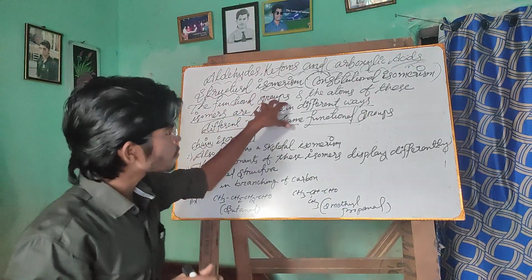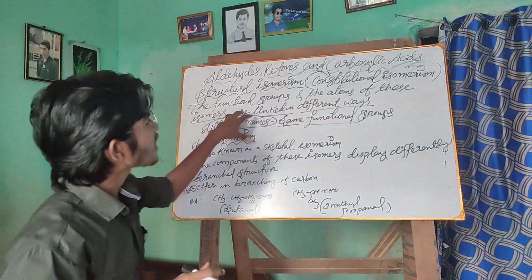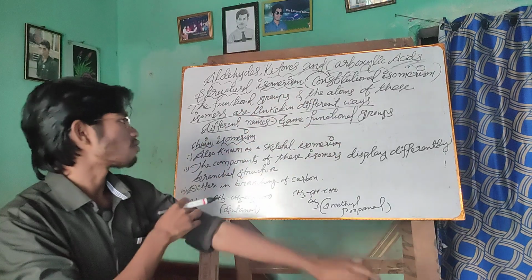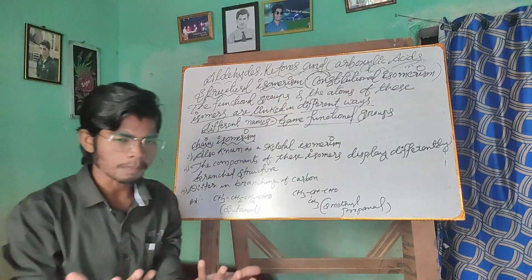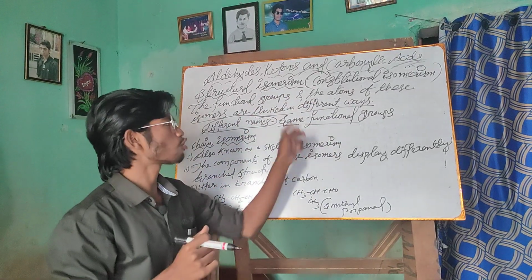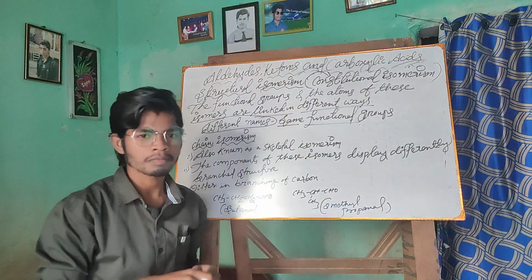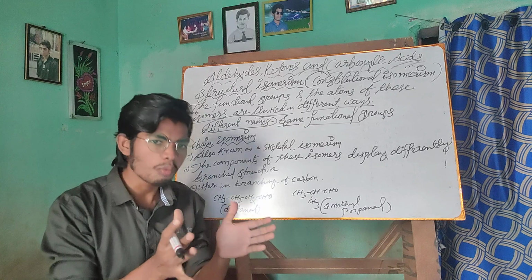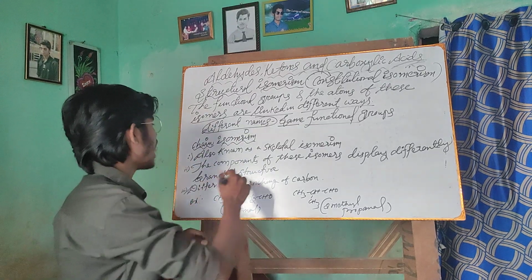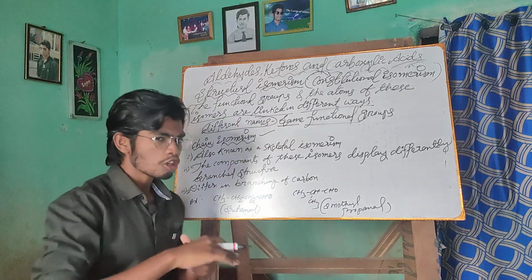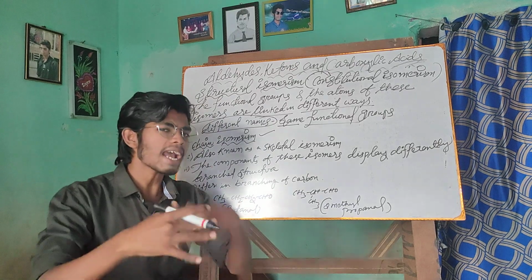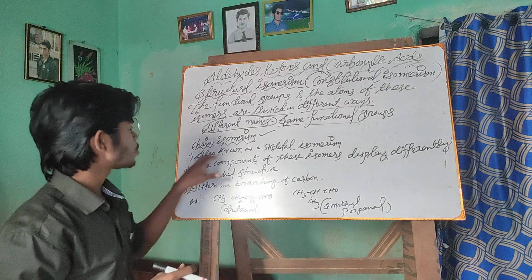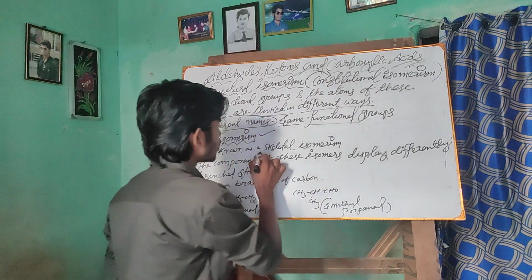So the functional groups and the atoms of these isomers are linked in different ways in the case of structural isomers, and the phenomenon is structural isomerism, also known as constitutional isomerism. Well, structural isomerism is also divided into various types. The first one we have is chain isomerism. So what is chain isomerism? Let me highlight some of the points of chain isomerism. Chain isomerism is also known as skeletal isomerism.